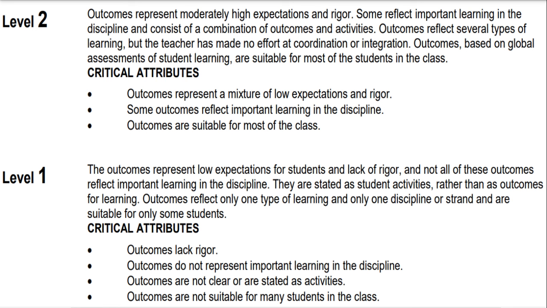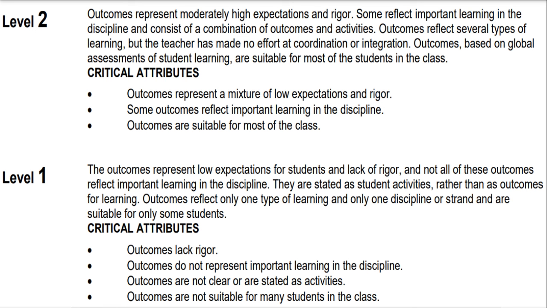Here are some critical attributes. Outcomes lack rigor. Outcomes do not represent important learning in the discipline. Outcomes are not clear or are stated as activities. Outcomes are not suitable for many students in the class.